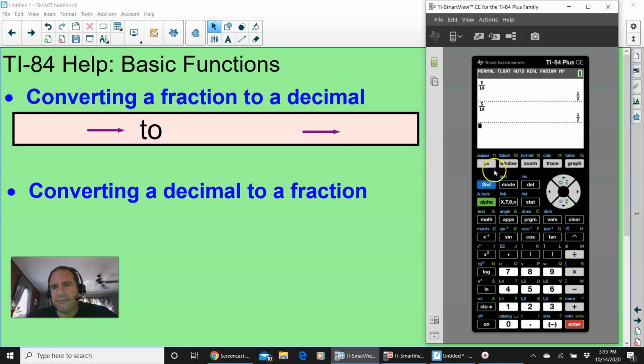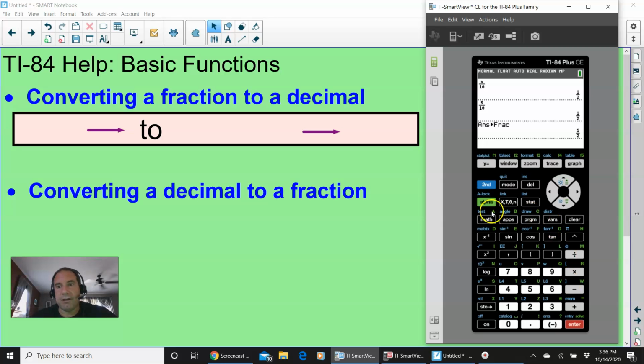Well, if you want to convert that to a decimal, you press math. And as soon as you press math, you see this frac, this 1, and you press enter. So it's going to take your answer of 1/2 and convert it to a fraction, and you press enter, you get another 1/2.